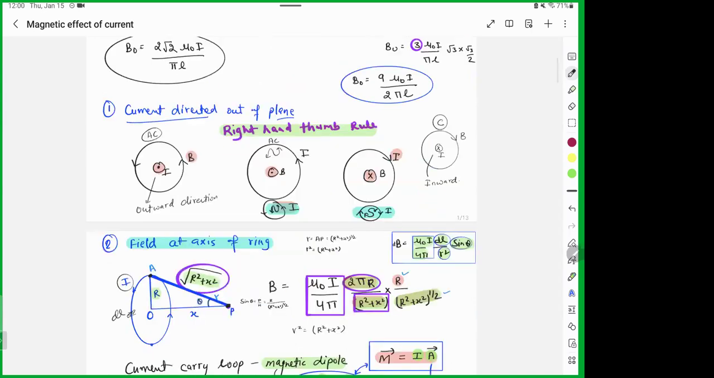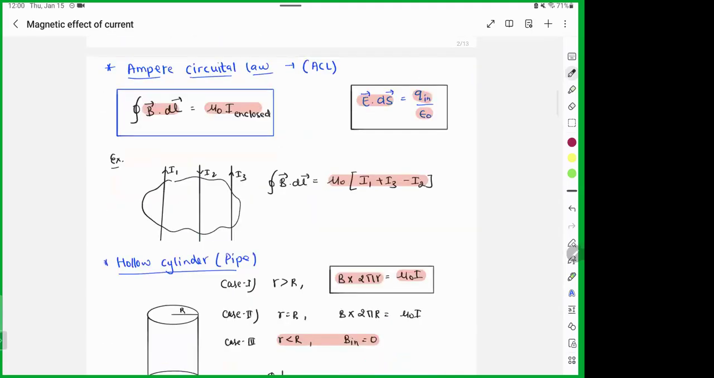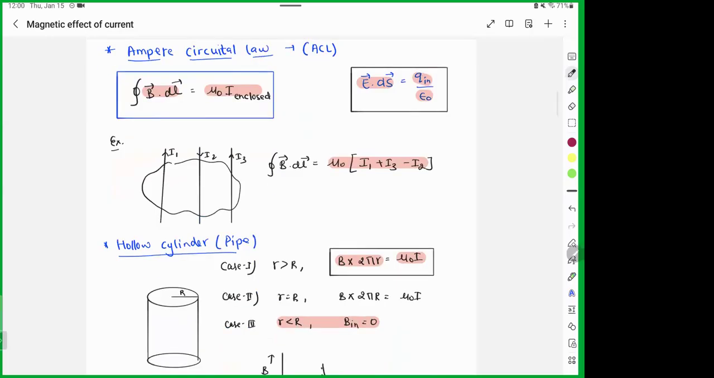Biot Savart law, field at axis, center, arc, Ampere circuital law. So you can compare this law with your Gauss law. In Gauss law, you had E dot dS, electric field and area vector, equal to charge inside upon epsilon naught. Almost the same thing. Instead of E, you have B. Instead of area, you have length, for a given loop.